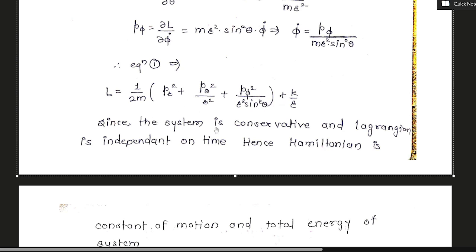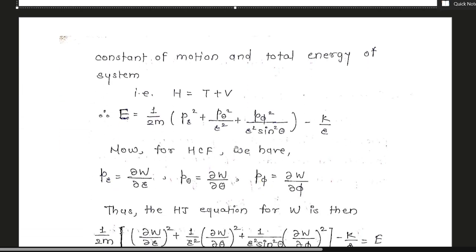Since the system is conservative and the Lagrangian is independent of time, the Hamiltonian is a constant of motion and the total energy of the system, that is H equals T plus V.